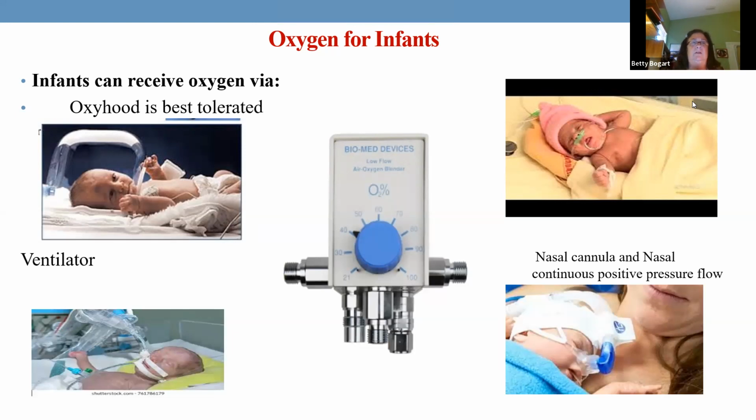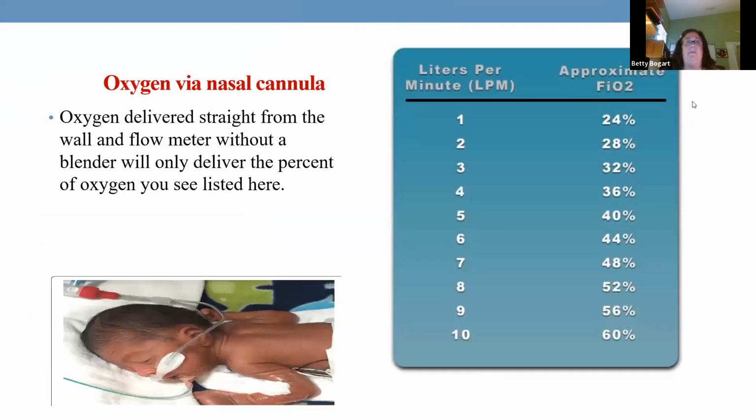It's really good. The next thing that I would choose is a nasal cannula. It's just a little tape though, and the kids do put their fingers and they do rip off the tape and have the oxygen in their hands sometimes. The least tolerated would be either continuous pressure, also called CPAP, or a ventilator. Both of them are more difficult to tolerate. So oxyhood is the best.